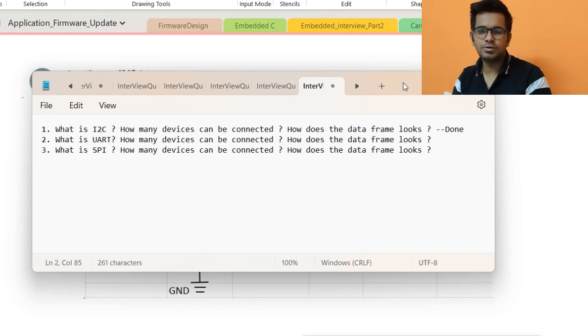Hello everyone. So now let's start with the next important topic, that is UART. I will be explaining it from the interview perspective, what questions will be asked, and the basics of UART. And from my last video on I2C, I received one comment and one question. So I will be giving the answer to that question. Let's look into it.